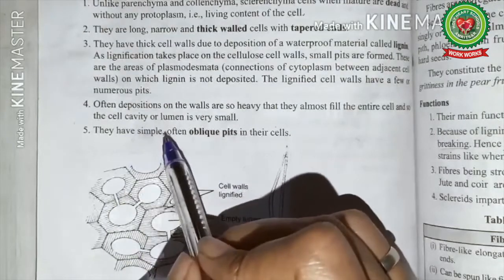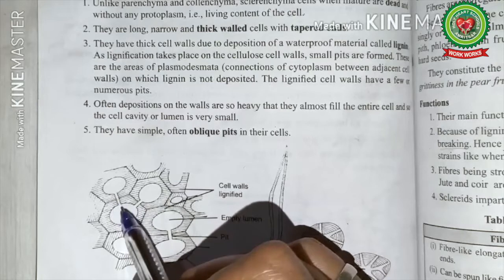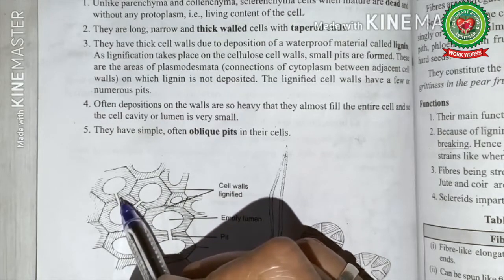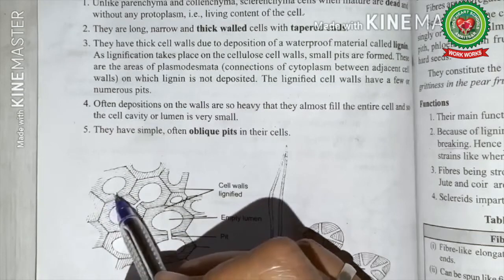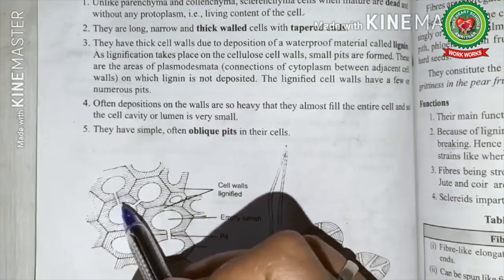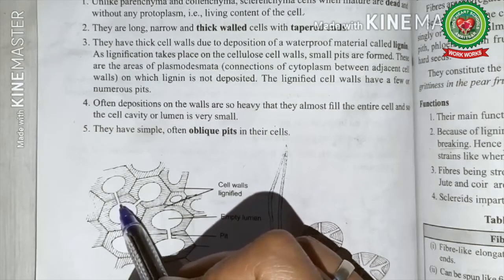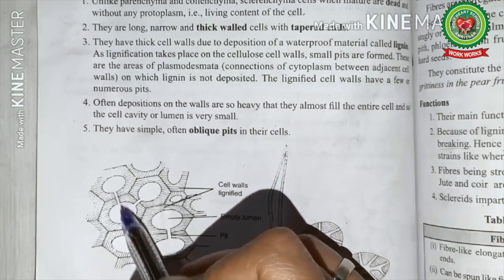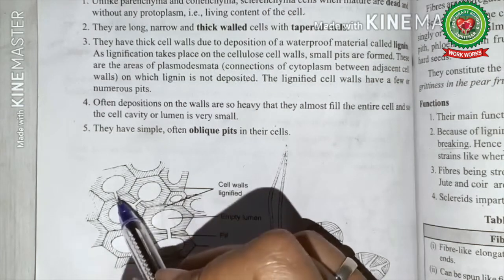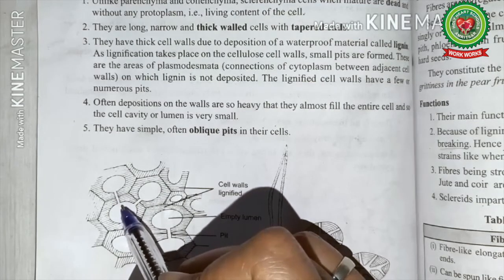They have simple and oblique pits. These pits are because of plasmodesmata. Actually, here cellulose is present, so lignin deposits on the cellulose only. Here in plasmodesmata, no cellulose was there, or actually these are the pipelines or cytoplasmic connections. So here nothing was present, so there is no deposition due to which pits are created here.